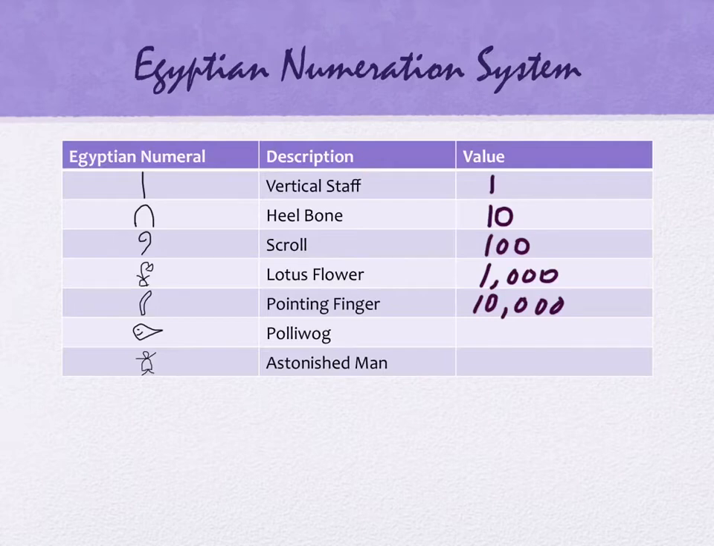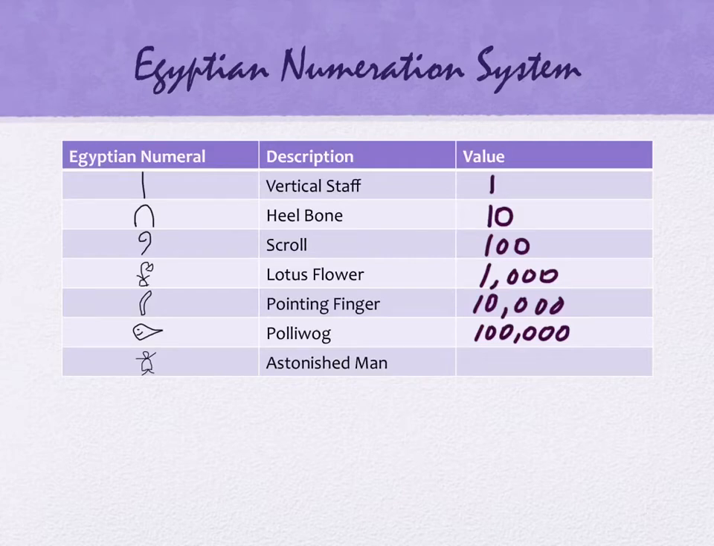Okay? Your book calls it a pollywog. I have taught out of other books that will call this a burbo fish. But it looks like something like a tadpole or a fish, and it has the value, of course, of 100,000.